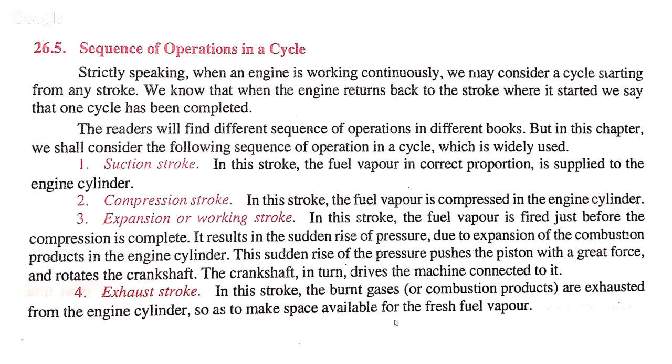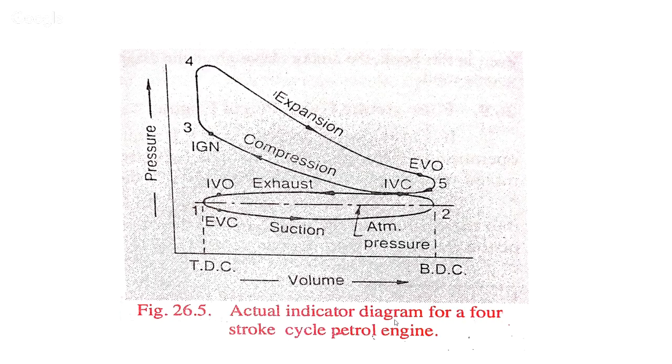Now, this is the indicator diagram or PV diagram for a four-stroke petrol engine. That means this is the pressure volume diagram. It shows the working principle of the petrol engine.